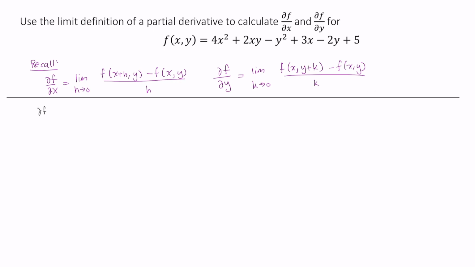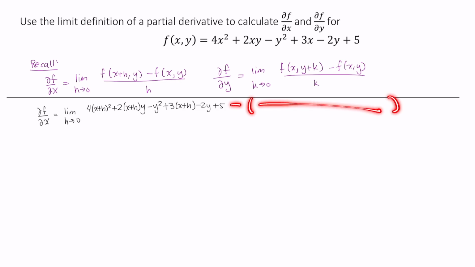All right, so let's begin with the partial of f with respect to x. This is equal to the limit as h approaches 0 of 4(x plus h) squared plus 2(x plus h)y minus y squared plus 3(x plus h) minus 2y plus 5. That takes care of just this portion. Now, rather than doing minus and writing everything in a parenthesis, I'm just going to distribute this negative sign as I go and just change the sign of everything. So this is minus 4x squared minus 2xy plus y squared minus 3x plus 2y minus 5. And the entire expression is divided by h.